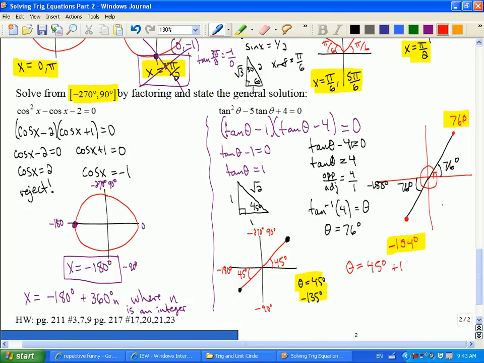45 degrees plus 180 degrees times n, or 76 degrees plus 180 degrees times n. And the most annoying thing in Math 12, where n is an integer. So that will cover all possible answers, even though I've only written 2 of the 4 down. All right, so that's the end of the marathon, which is trig equations.